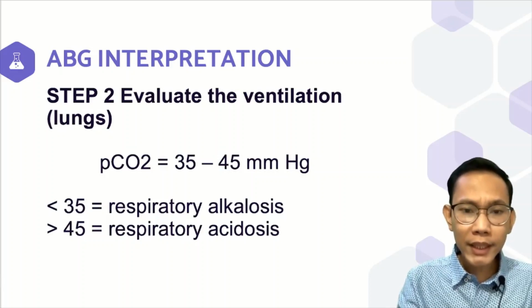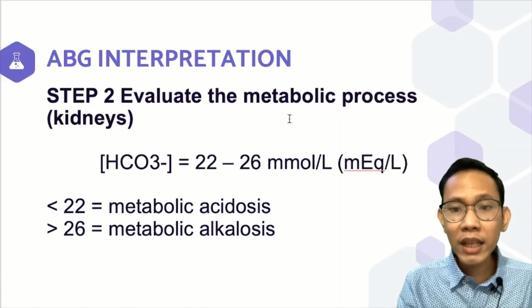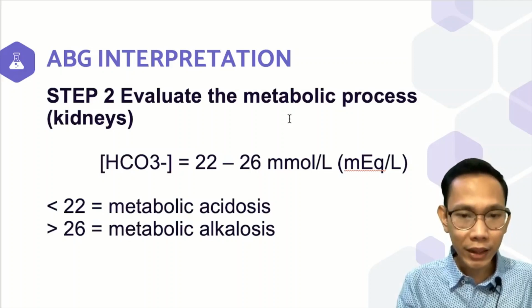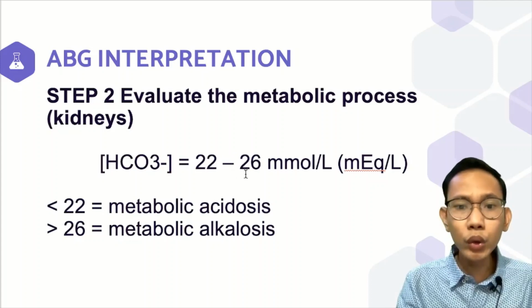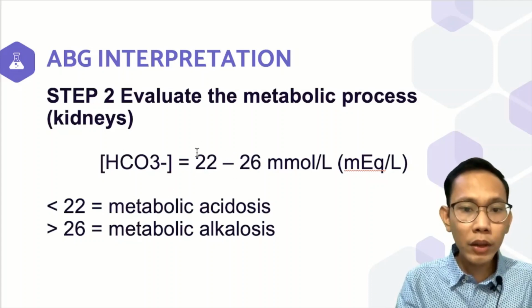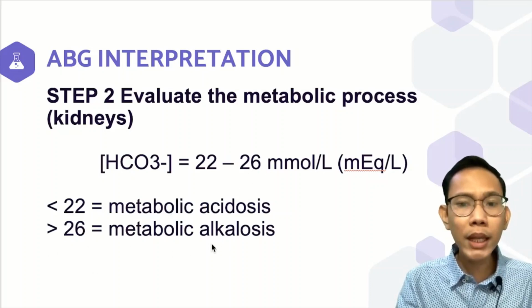So step 2 pa rin is that you are going to evaluate the metabolic processes ng ating kidneys. So that's gonna be your bicarbonate. The normal value is 22 to 26. Pag mababa sa 22, that's gonna be metabolic acidosis. Pag mataas sa 26, that's gonna be your metabolic alkalosis.